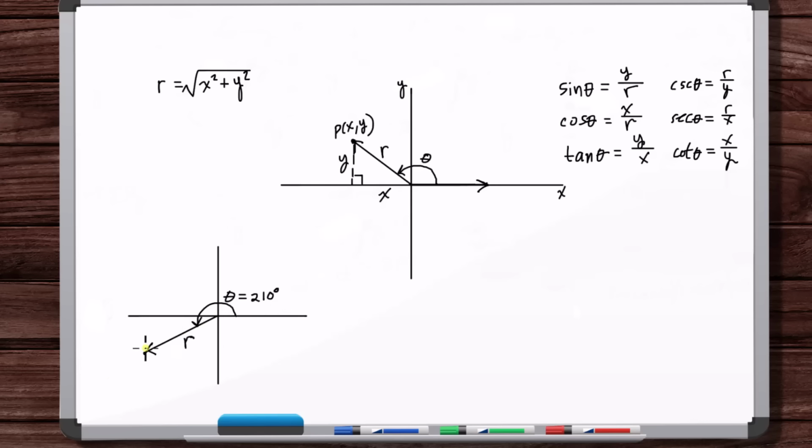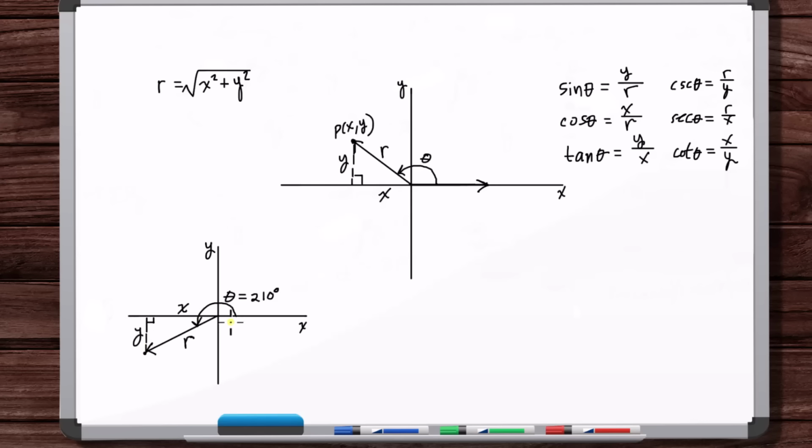Then from here we create a right triangle where the right angle is connected to the horizontal axis, the x-axis. So this distance is y, this distance is x. But you think about these in terms of the coordinate system. So this x value is negative and this y value is negative. Right? This is the negative y direction, the negative x direction.